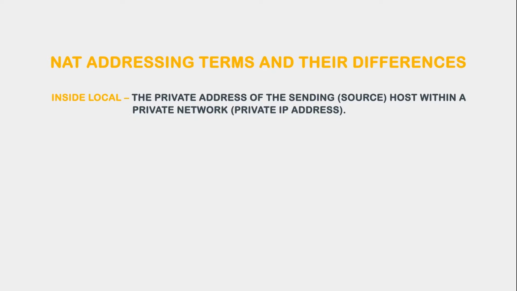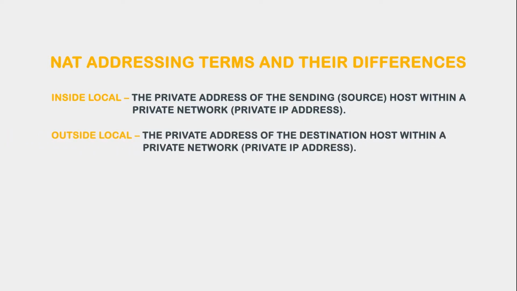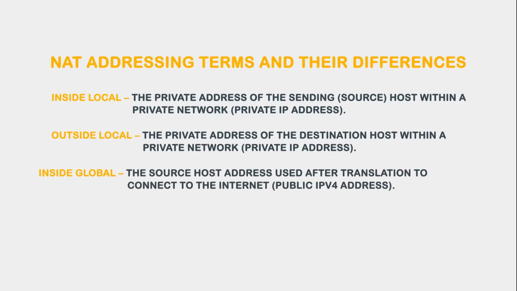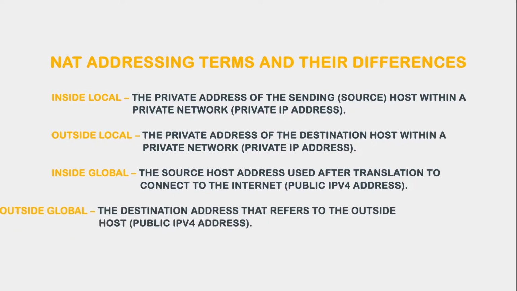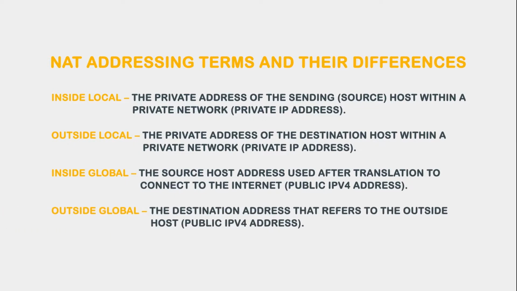Inside local, the private address of the sending source host within a private network, a private IP address. Outside local, the private address of the destination host within a private network, or private IP address. Inside global, the source host address used after translation to connect to the Internet, or public IPv4 address. And outside global, the destination address that refers to the outside host, or public IPv4 address.